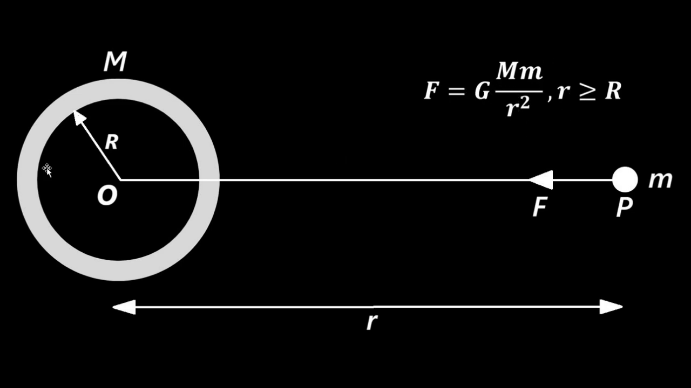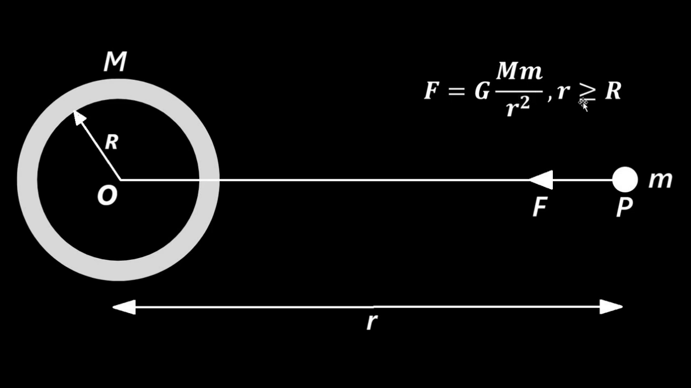Another important thing is that the point mass is present far away, where the distance is much greater than the radius. This formula is applicable if the distance small r is greater than the radius capital R of the spherical shell, or if the point mass lies on the surface of the spherical shell, that is, r greater than or equal to R. This formula is applicable.